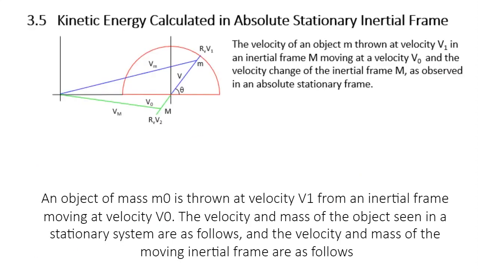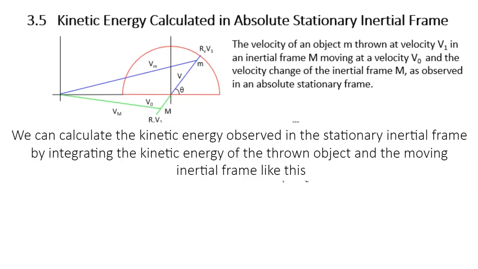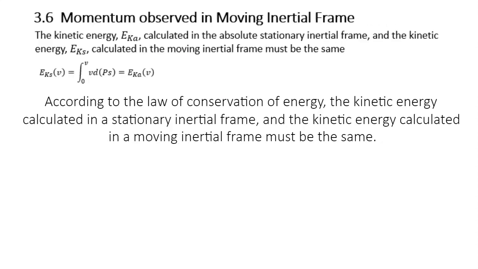An object of mass m0 is thrown at velocity v1 from an inertial frame moving at velocity v0. The velocity and mass of the object seen in a stationary system are as follows, and the velocity and mass of the moving inertial frame are as follows. We can calculate the kinetic energy observed in the stationary inertial frame by integrating the kinetic energy of the thrown object and the moving inertial frame like this. According to the law of conservation of energy, the kinetic energy calculated in a stationary inertial frame, and the kinetic energy calculated in a moving inertial frame, must be the same.